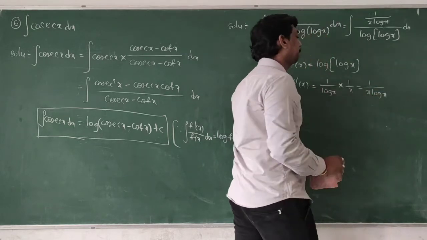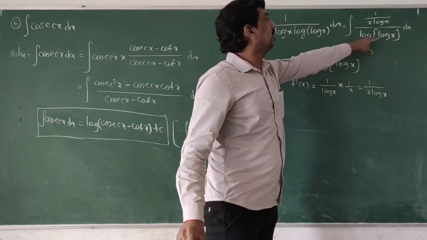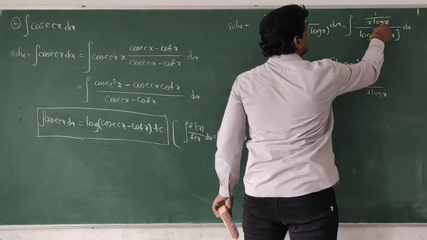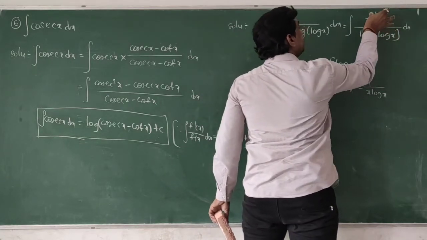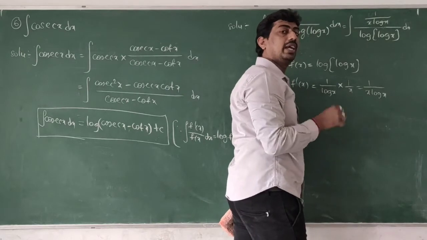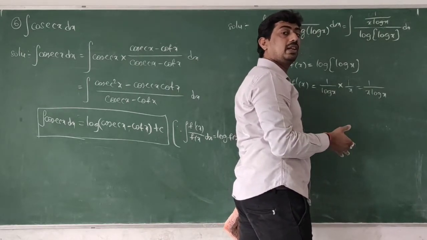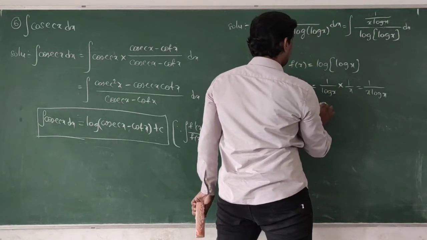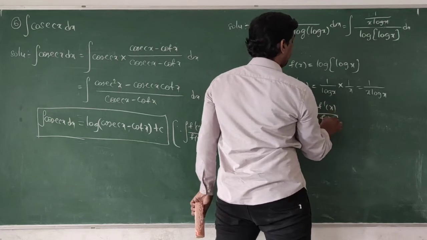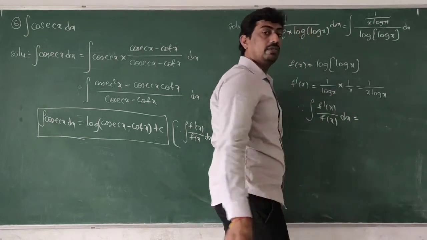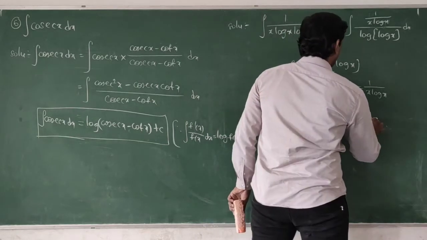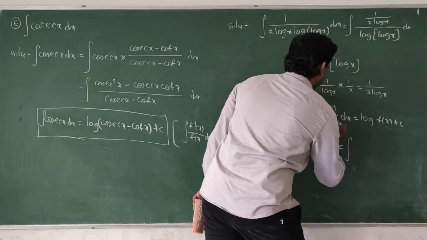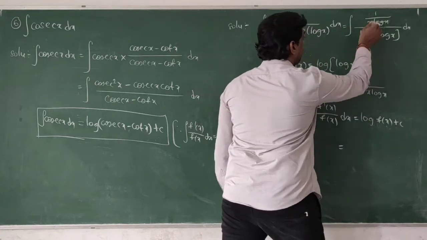What do you observe here? If you take f of x equal to log of log x, then f dash x is 1 by x into log x. The denominator's differentiation is in the numerator. That's why we can use the formula: integration of f dash x by f of x dx equal to log of f of x plus c. So the solution is directly log of f of x.